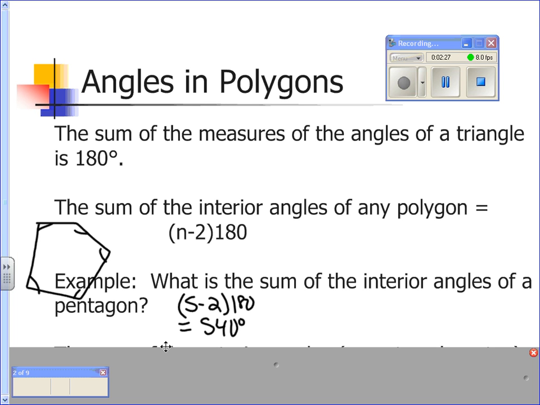Not necessarily. It's a simple closed plane figure with at least 3 sides. I mean, sides don't cross, plane, it's flat, not like 3-dimensional. And closed, it isn't open. Closed.